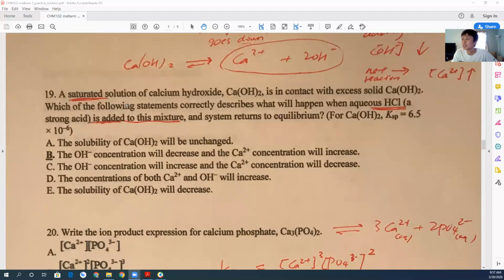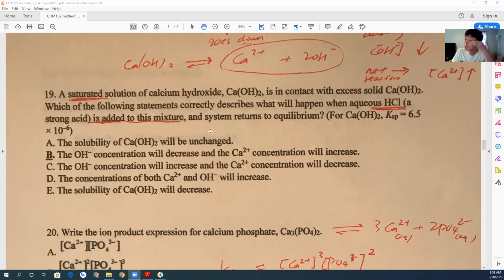So number 19 is related to solubility. For calcium hydroxide, we have a saturated solution. You can obtain a saturated solution by adding this barely soluble compound into water, then filtering out the solid, so that solution is the saturated solution. In this case, you start with a saturated solution, add more solid into it, and then add strong acid. So what happens to this equilibrium?